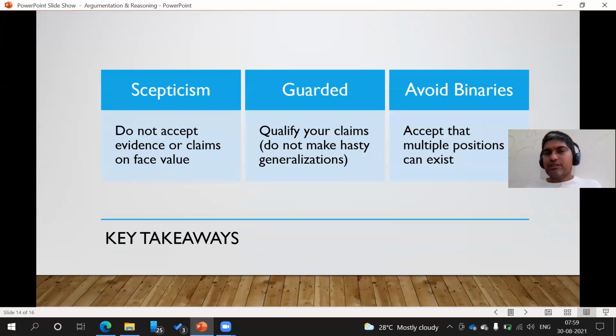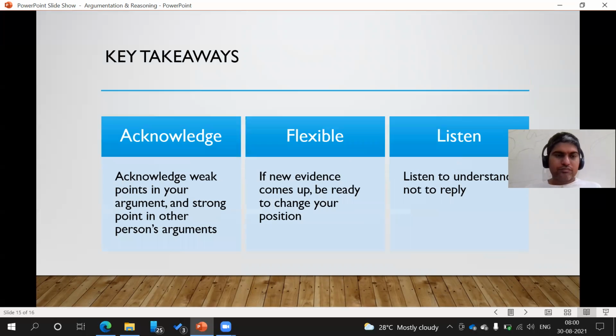Now, what are the key takeaways of these two videos? One, do not accept evidence or claims at face value ever. Always question the claims, always question the evidence and the link between them. Whenever you are making a claim, do not make general statements, do not make huge, very strong claims. Qualify your claims: say that it is possible or feasible only under these circumstances. Avoid binaries, accept that there are gray areas. It is not either my way or the highway. There could be multiple positions that may exist.